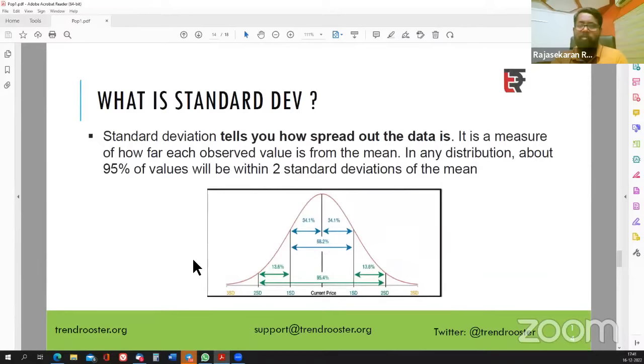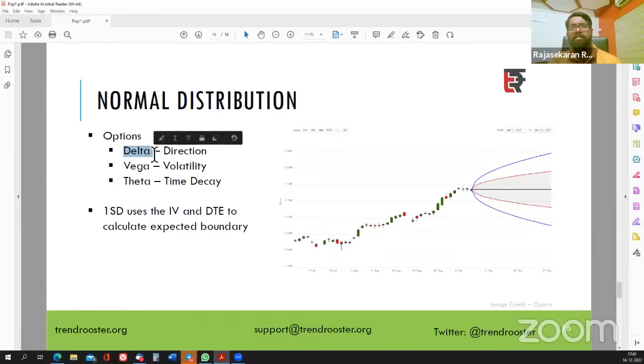So options have this main thing, delta is directional. So this is one standard deviation. Market is tomorrow opening with a gap up somewhere around 100 points above. That standard deviation is not going to stay here. It moves to that price and then it shows the value, right? So the standard deviation moves along with the price. Am I right or wrong?